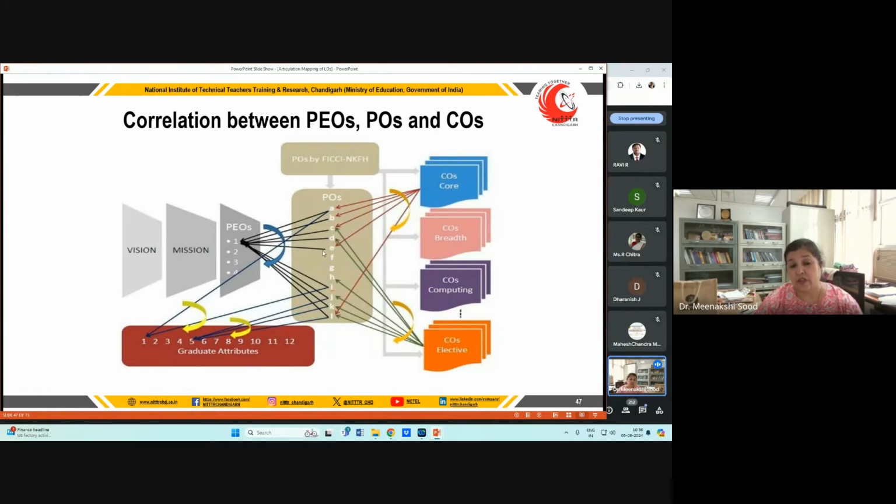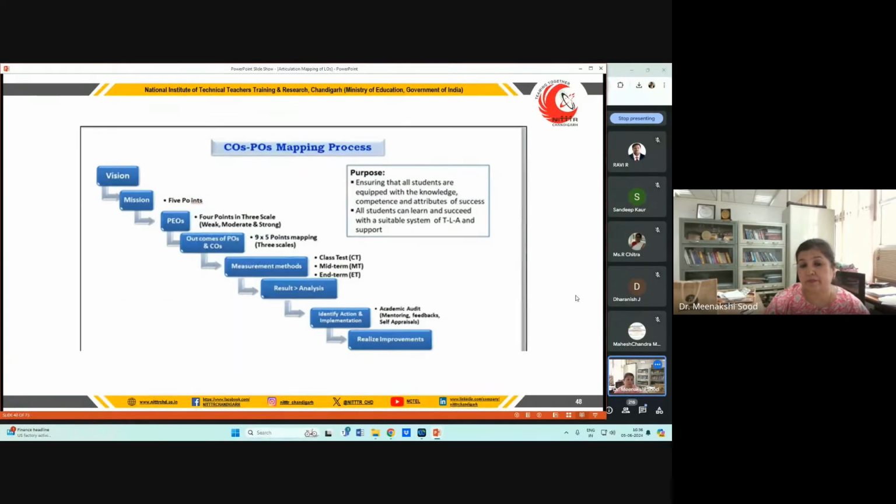So vision, mission, POs, program outcomes, 12 in number, and then the course outcomes, whether they are from the core subjects, electives, interdisciplinary courses, or audit courses, whatever type of courses you are doing, curriculum, extracurriculum, seminars, internships, projects, whatever it is, it has to be mapped properly.